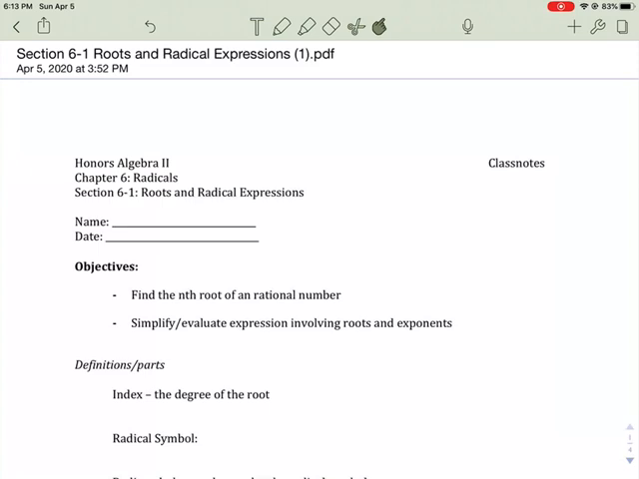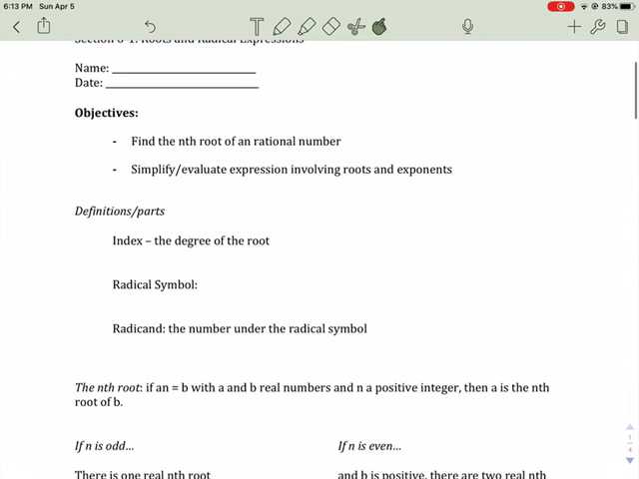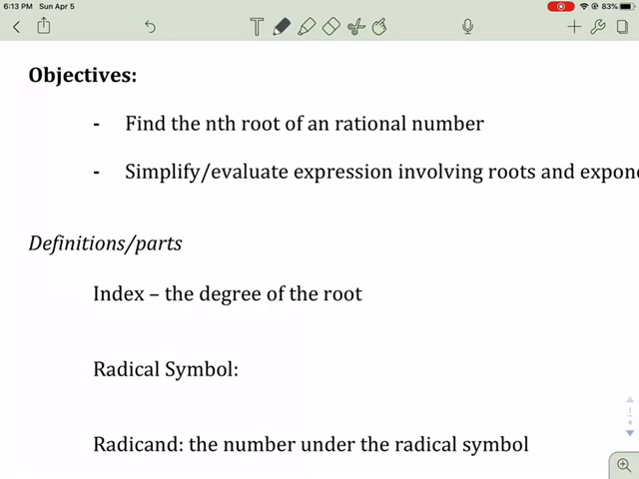Hi everyone. Today what we're going to work on is the nth root, or starting chapter 6, which is all about roots and radicals. So we're going to take a look at some definitions and then simplify some radicals, cube roots and square roots, with numbers and with variables. All right, so let's take a look at some definitions.